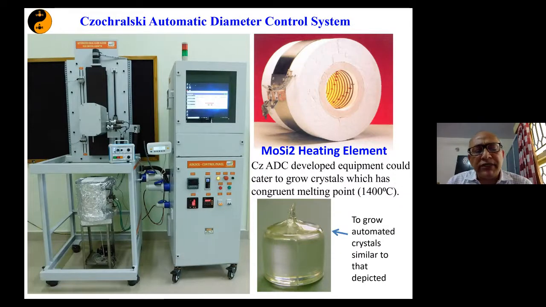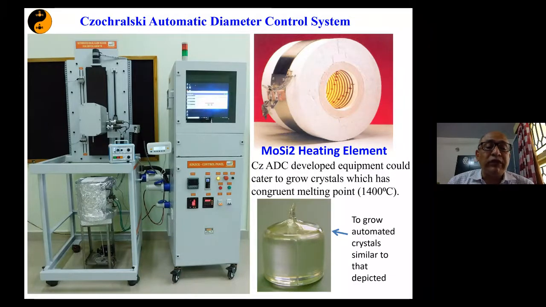We have an extensive facility for growing single crystals. The first one which I showed you was the infrared crystal growth floating zone method. And we also have Bridgman and Czochralski pullers. This Czochralski puller specifically has been designed and built for lithium niobate single crystals. You can see here, this is designed with local expertise, with automatic diameter control. A lot of technical inputs have been given to this company, and by working with the company, we have been able to do this.